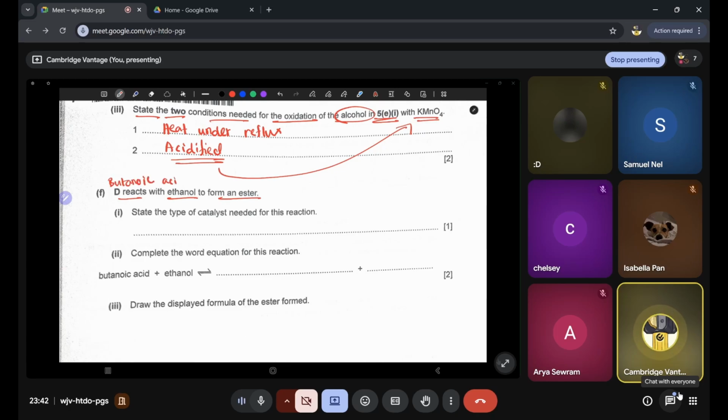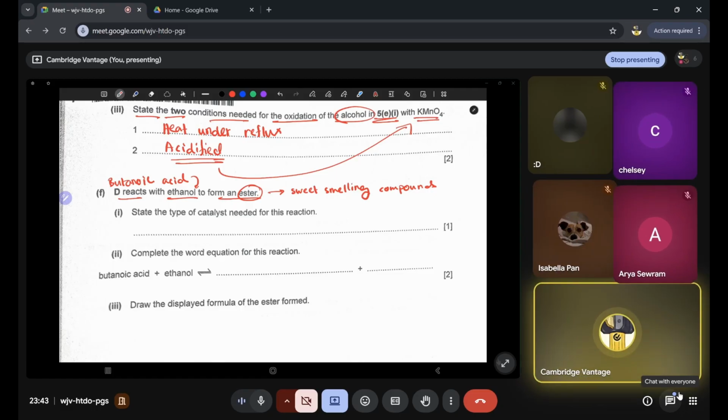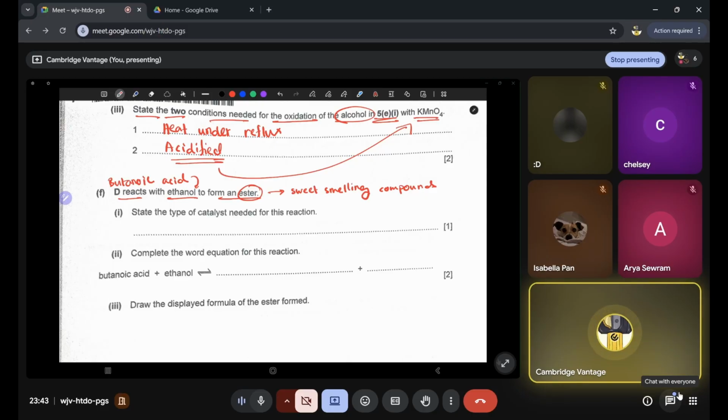So an acid and an alcohol react to form an ester. An ester is just a sweet smelling compound. Esters are very commonly used for perfumes and solvents, not fuels. So if you are ever asked about the purpose of an ester, do make that clarification. All right, and so what do we have?